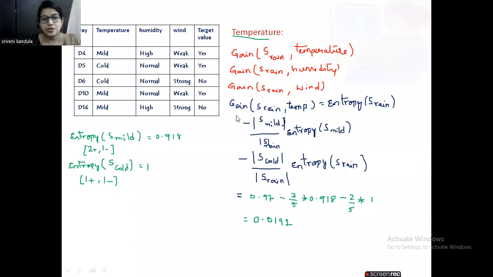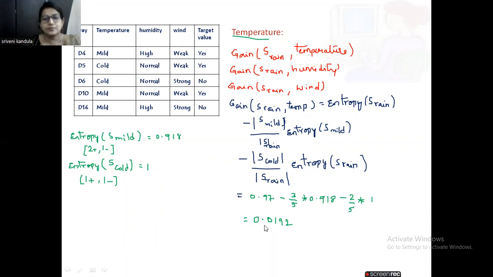So here is the computation of gain of S rain comma temperature. Which is entropy of S rain minus S mild by cardinality of S rain multiplied with entropy of S mild minus cardinality of S cold divided by cardinality of S rain. Because here we are having only two values, there is no hot here, only mild and cold in this subset of examples. I have calculated the entropy also here. You just cross verify. And if you substitute, you are getting a value of 0.0192.